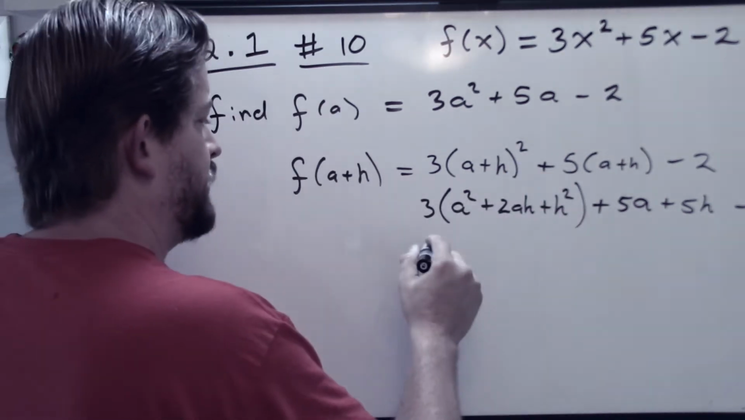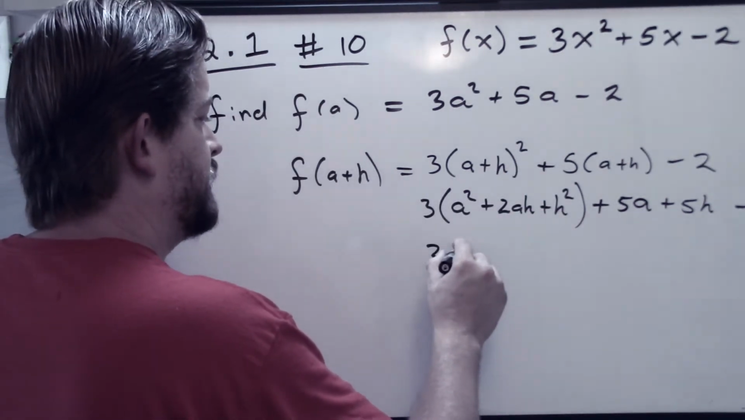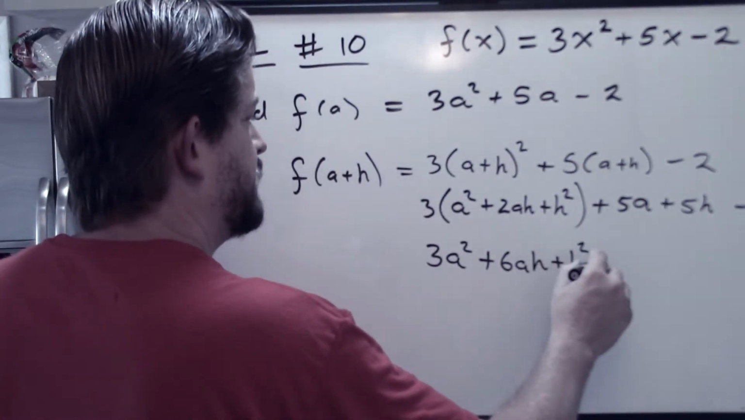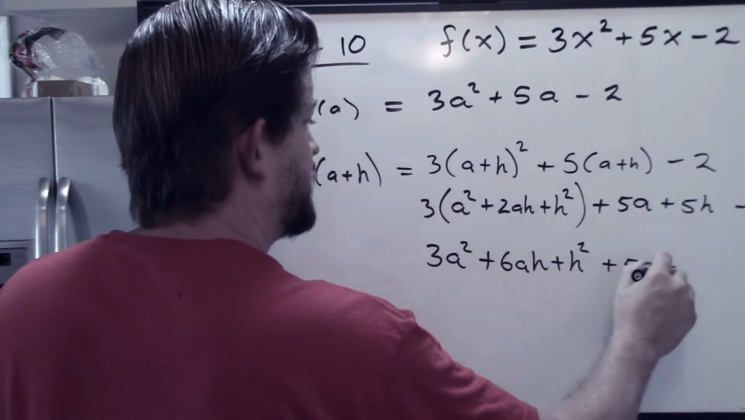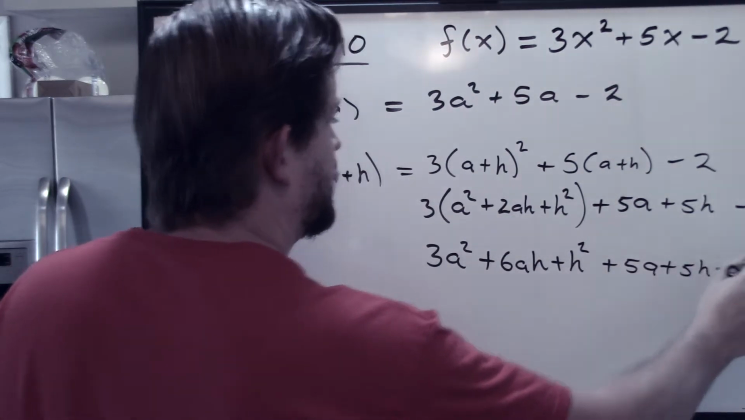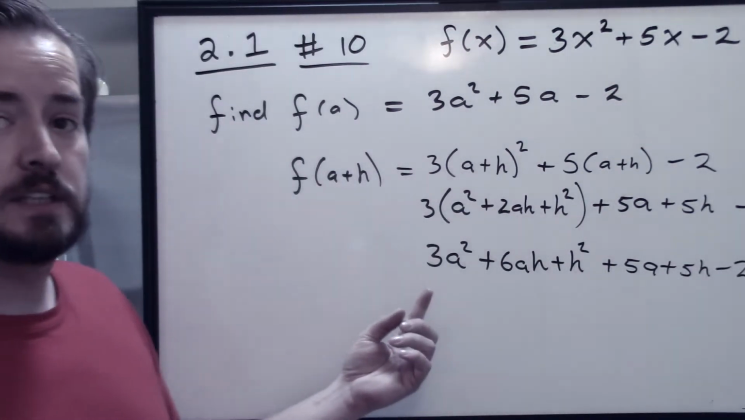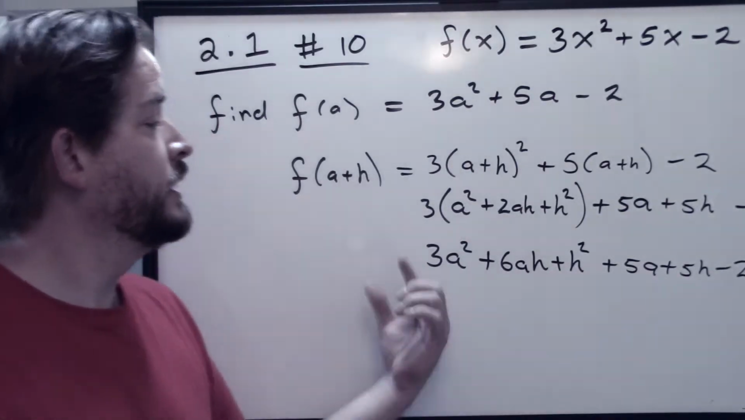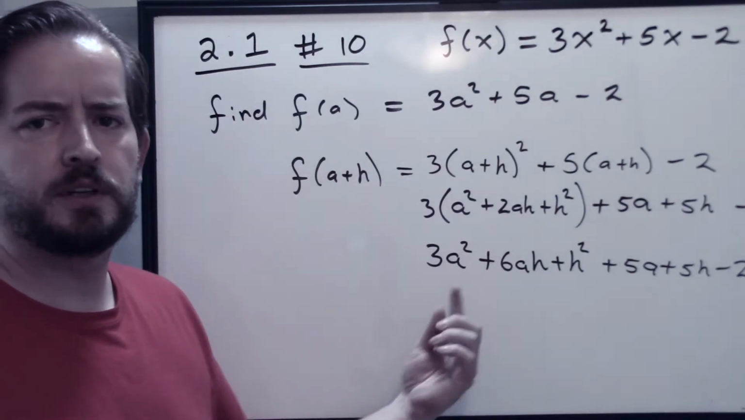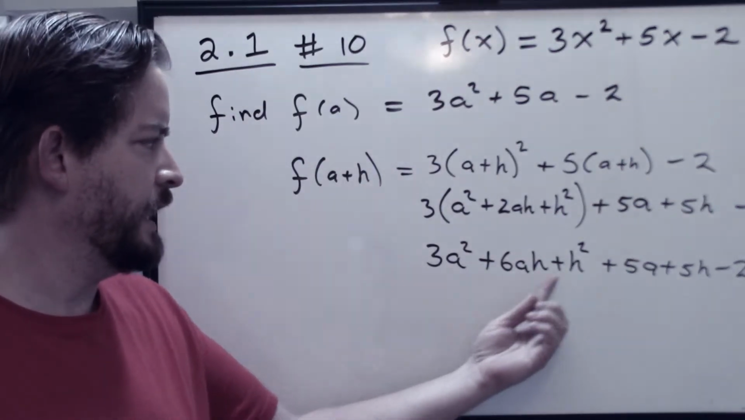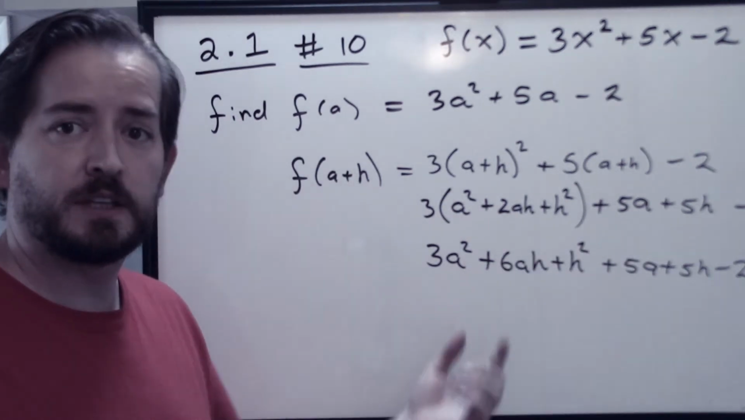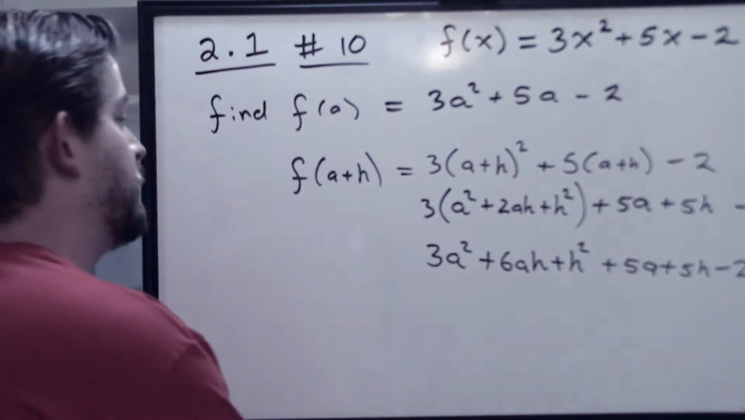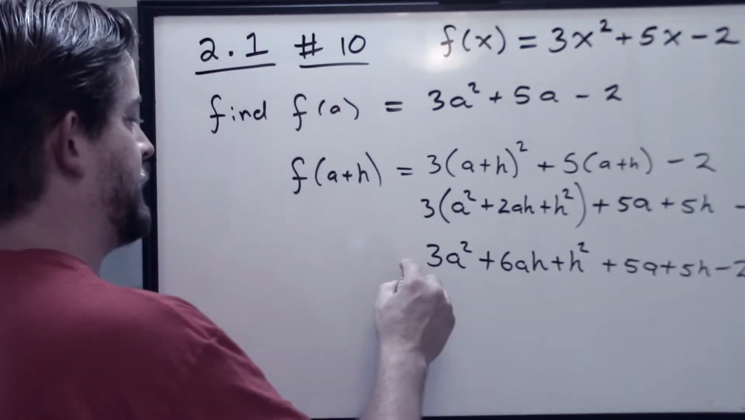And then distribute your 3, so that becomes 3a squared plus 6ah plus h squared plus 5a plus 5h minus 2. And again, they're looking for the coefficients in this, so you're looking at 3, 6, 1, 5, 5, and negative 2. Make sure that you put these in the right order. If it's listed a squared, ah, h squared, make sure those terms line up with the answer that you're putting in. Right? Now I'm going to use both of these because this is f of a plus h.